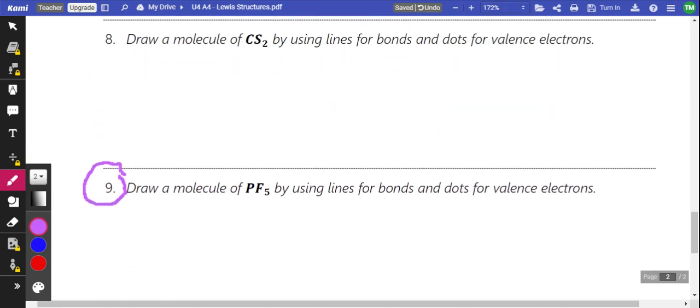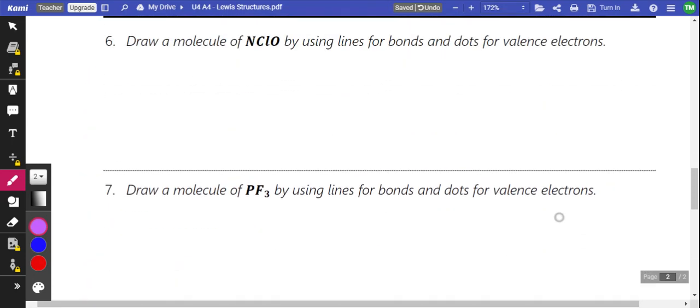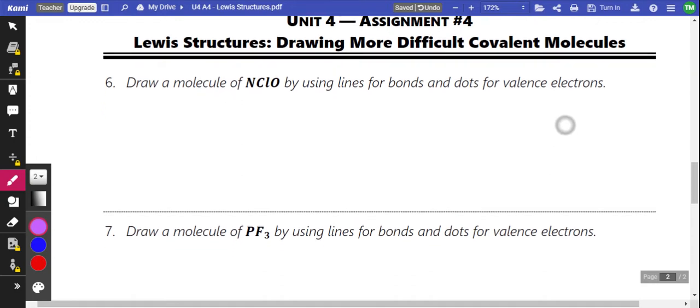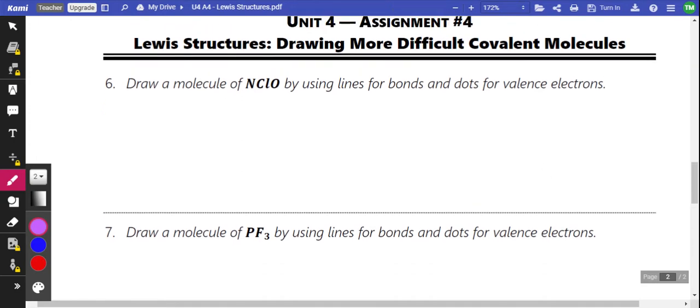Okay. So we got some other examples that involve more atoms, like this NClO has N, Cl, and O. So we've really got to pick an odd one out from those. And again, remember, you're looking for the least electronegative thing, the thing that's going to be most likely to bond with the other stuff.